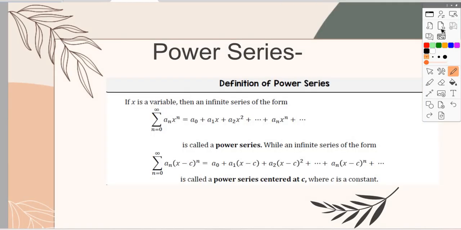Okay? So if x is a variable, then an infinite series of the form n equals 0 to infinity of a sub n times x to the n power is called a power series. And the only difference in the second part is that I have an x minus c there, which means it's a power series centered at c, right? So the first would be a Maclaurin, the second would be a Taylor, because it's not centered at 0.